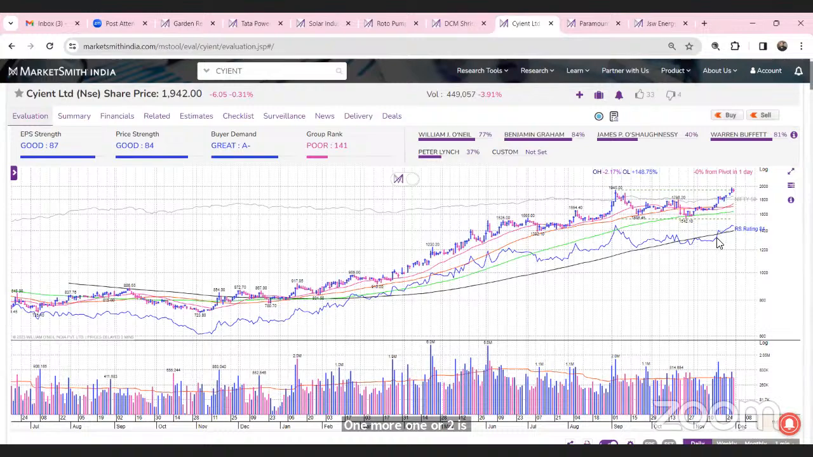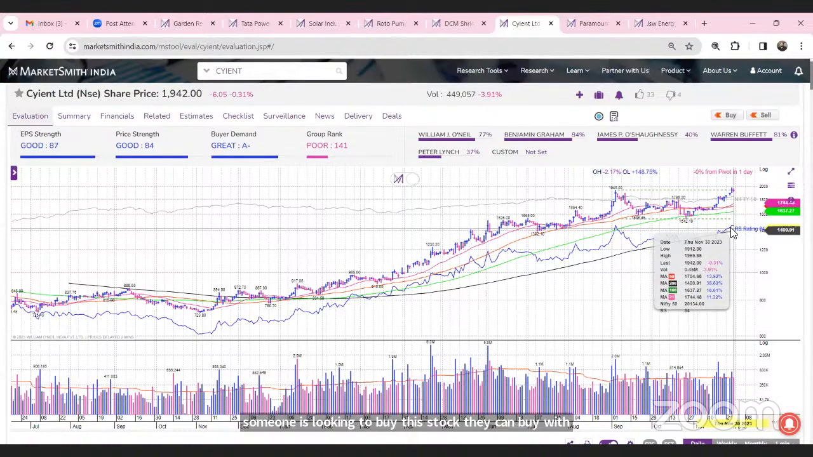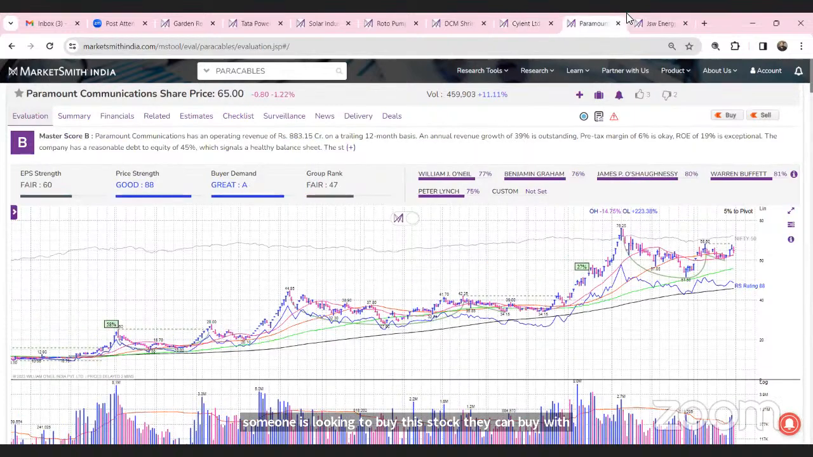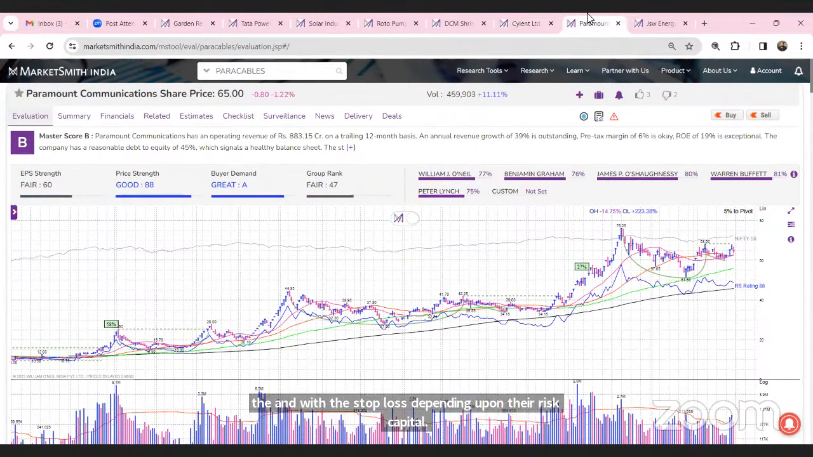So Cyient is already done, but I think someone has asked about it, so I just opened the chart. The stock is actually looking good. It is trading above all its key moving averages. So if someone is looking to buy this stock, they can buy with a stop loss depending upon their risk appetite. Now one more, Paramount Communication.